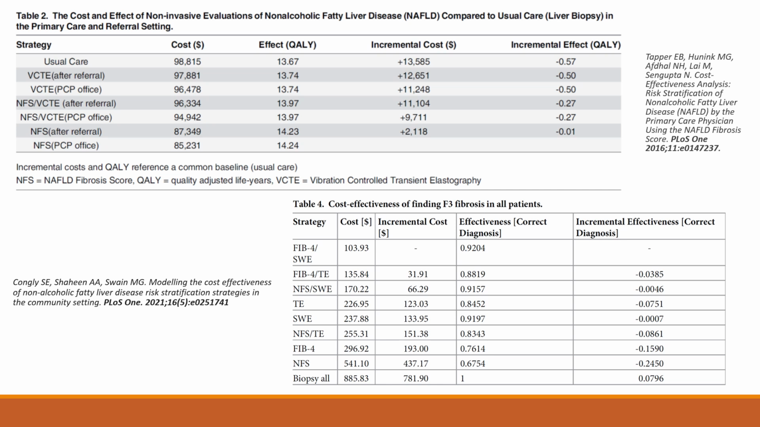Are they cost-effective? The answer seems to be yes. A 2016 study showed that calculating NAFLD fibrosis score at the PCP office and triaging to specialty care based on results was the most cost-effective strategy, followed by the combination of NAFLD fibrosis score and Fibroscan. A more recent study from Canada also concluded that calculating FIB4 and then referring patients with a score over 1.3 for elastography was the most cost-effective strategy.